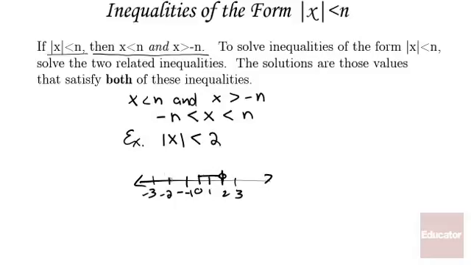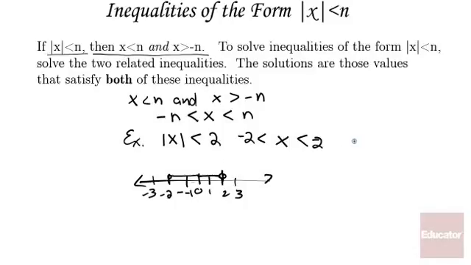Also, any value greater than negative 2 would satisfy this. Because if I look here, if I have negative 1.5, the absolute value of negative 1.5 is 1.5. That's less than 2. So the absolute value of any numbers in this range is going to be less than 2. Therefore, I could write this instead as x is greater than negative 2 and x is less than 2.